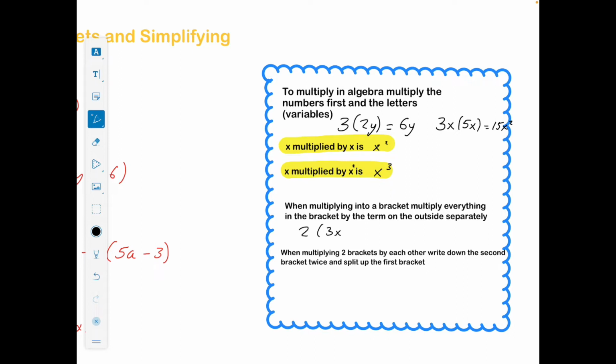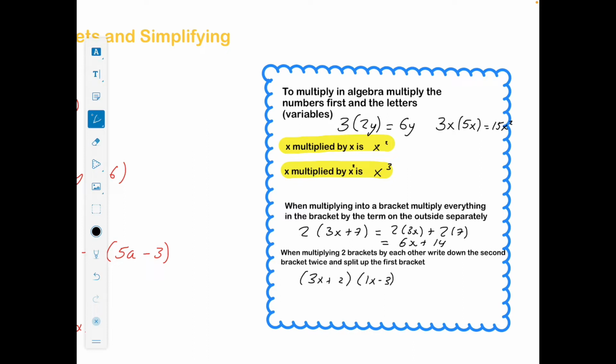Okay. When multiplying into a bracket, you multiply everything in the bracket by the term on the outside separately. So if I have 2 by 3x plus 7, I'm going to multiply 2 by the 3x and the 2 by the 7. That will give me 6x plus 14. Nothing more I can do with that. I can't add them, because they don't both have the same variable or the same letter. So that's that, finished.